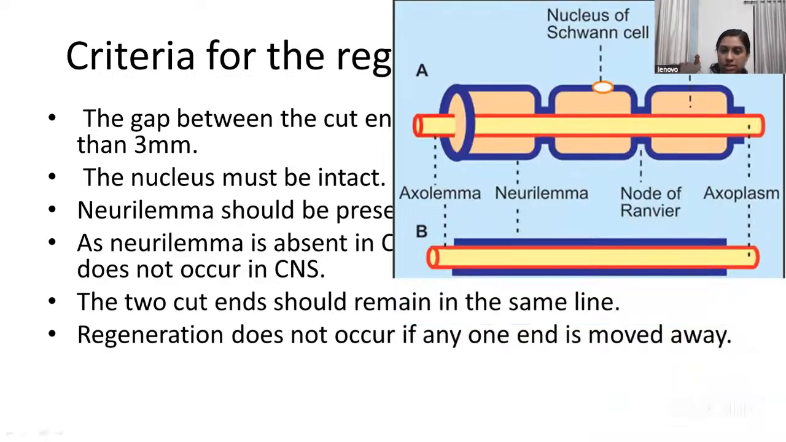So this is the basic structure of an axon. This is the Schwann cells. They are producing the neurolemma, the outer covering. And here, where there is no myelination in a myelinated nerve, it is called the node of Ranvier. The node of Ranvier is devoid of myelin sheath. So here, the conduction of the nerve impulse is faster. That's what we call saltatory conduction.